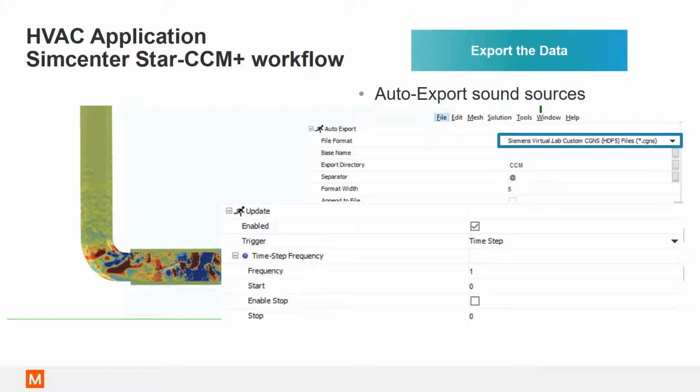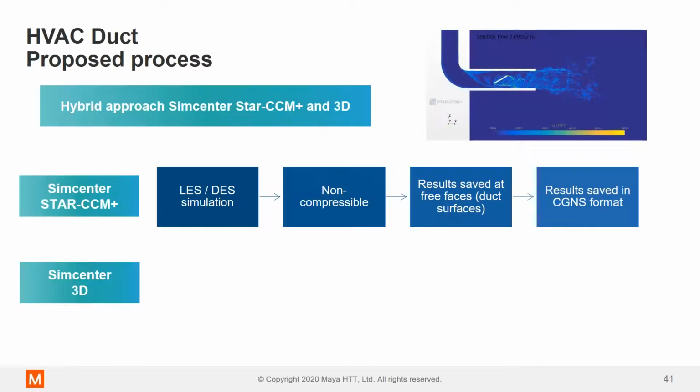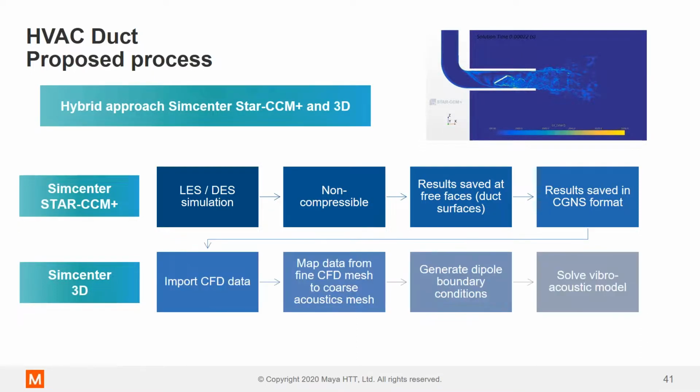Each CGNS file is exported with that pressure data. So to recap the workflow, we resolve the transient simulation in STAR-CCM+. Now we're going to import that CGNS file into Simcenter Acoustics to capture the acoustic vibration. I won't go into much detail on how that's accomplished in Simcenter Acoustics, but I'll give you an idea of how that can be done.